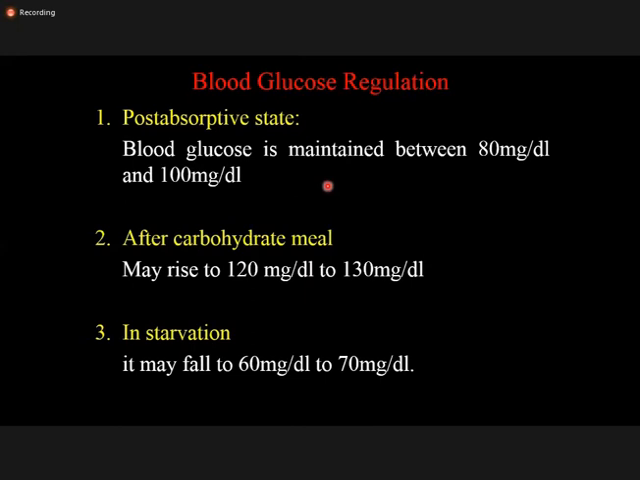The two most important hormones which help in blood glucose regulation are insulin and glucagon, whereas other hormones are also there, for example, glucocorticoids or growth hormone. The glucocorticoids and growth hormone increase during starvation, and they cause gluconeogenesis and the breakdown of amino acids and provide more and more glucose. So the body here is trying to maintain the blood glucose concentration in very narrow limits, and this only happens in a normal adult.